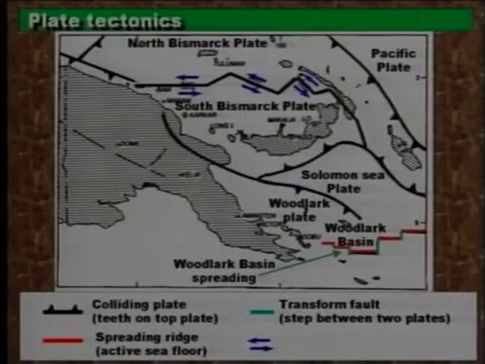It was formed when the South Bismarck plate collided with the Solomon plate, which the Solomon plate subducted, forming the trench. Okay, let's check. He said the Solomon plate colliding with the Bismarck plate, resulting then in the subduction of the Solomon plate, forming the New Britain Trench.